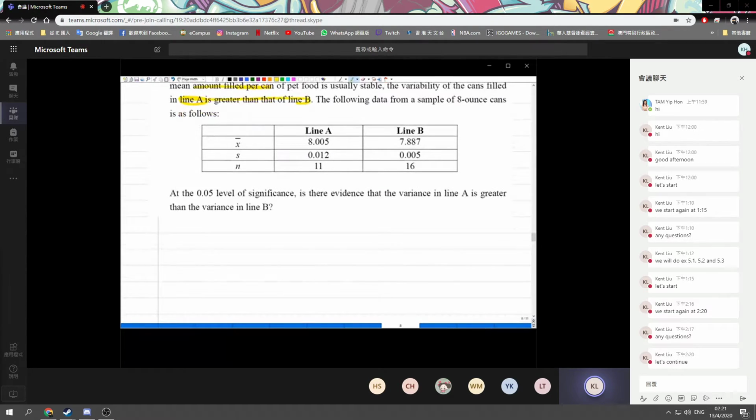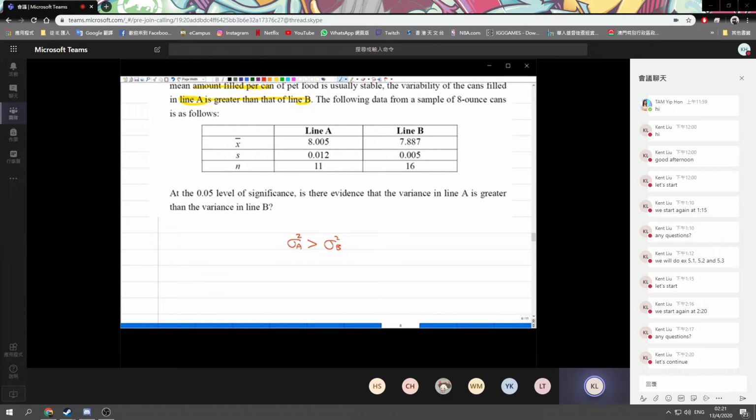So let's first state the statement we want to test. Here we want to see if variation from line A is greater than variation from line B. So is this going to be a null or alternative?